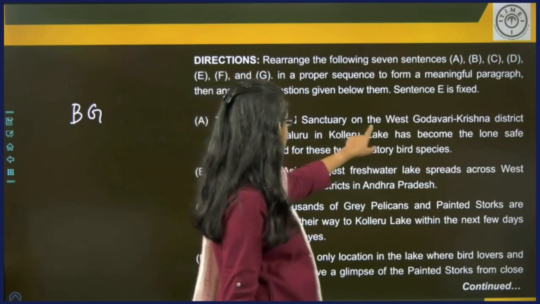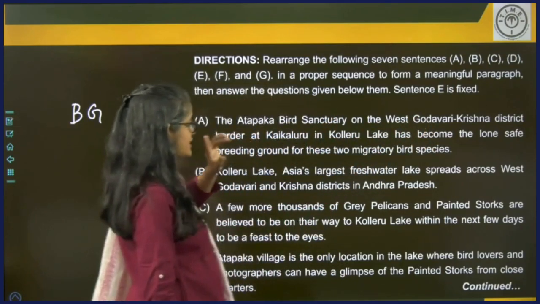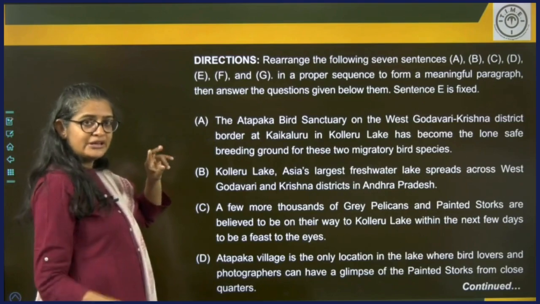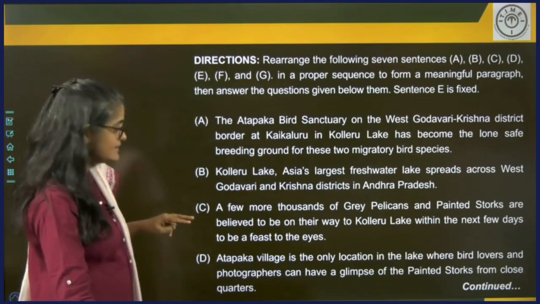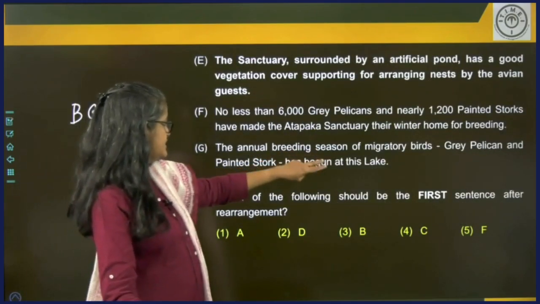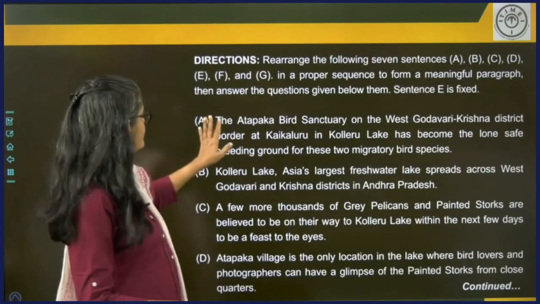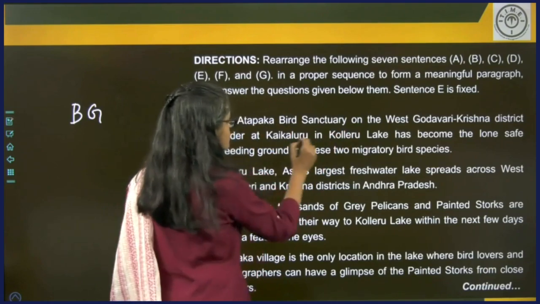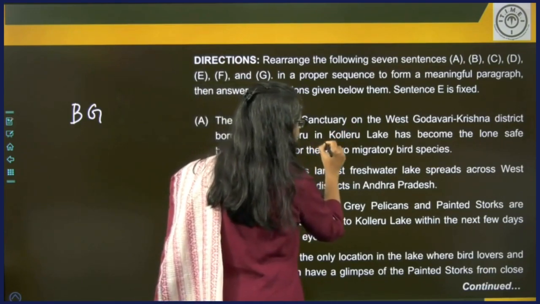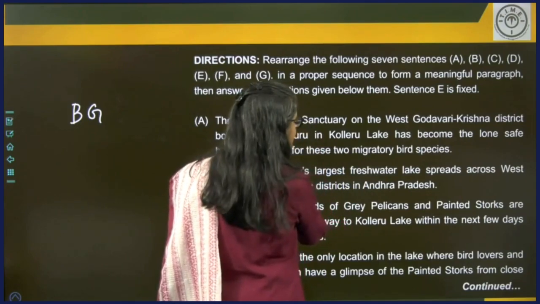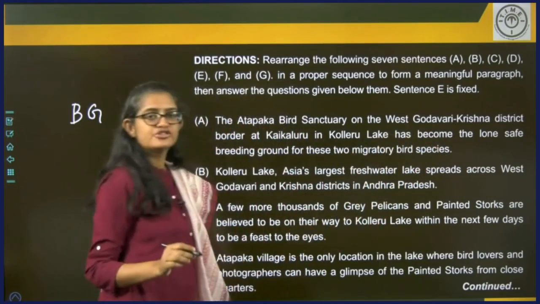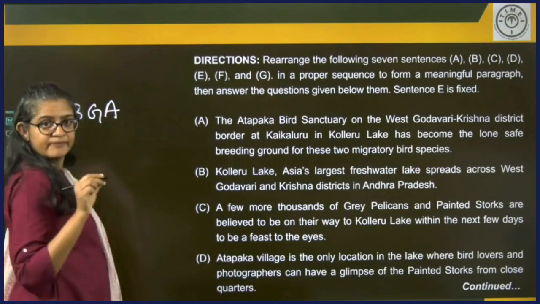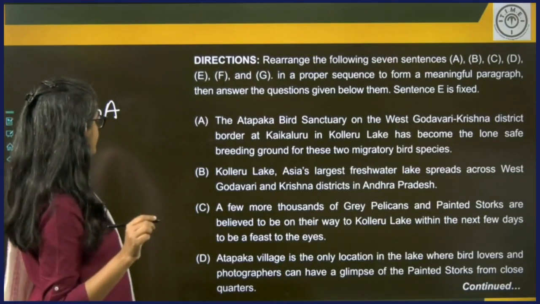The Attapaka Bird Sanctuary on the West Godavari Krishna district. This is the sentence which introduces the bird sanctuary. Till now we only know there is a lake, and the lake is the breeding ground for these migratory birds. Now this sentence introduces the sanctuary. It talks about the sanctuary being in the Kolleru Lake and being the breeding ground for these two migratory bird species. So we have BGA.